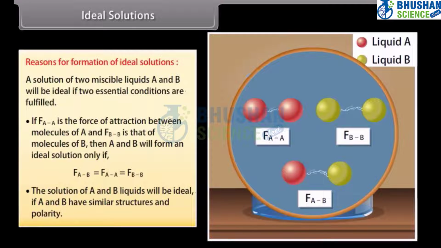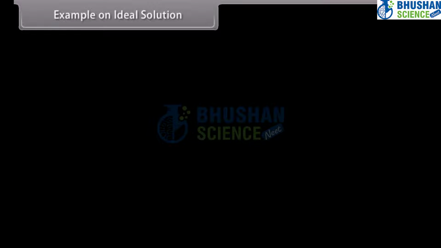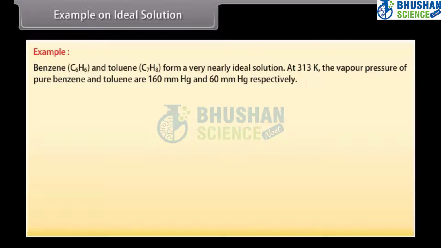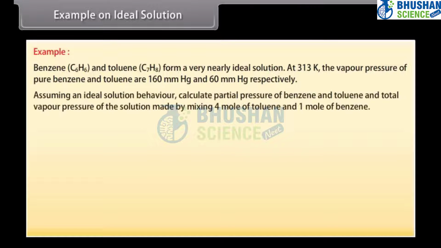Example on ideal solution. Let's take an example of ideal solutions. Benzene and toluene form a very nearly ideal solution. At 313 Kelvin, the vapor pressure of pure benzene and toluene are 160 mm Hg and 60 mm Hg respectively. Assuming an ideal solution behavior, calculate partial pressure of benzene and toluene and total vapor pressure of the solution made by mixing 4 mole of toluene and 1 mole of benzene.